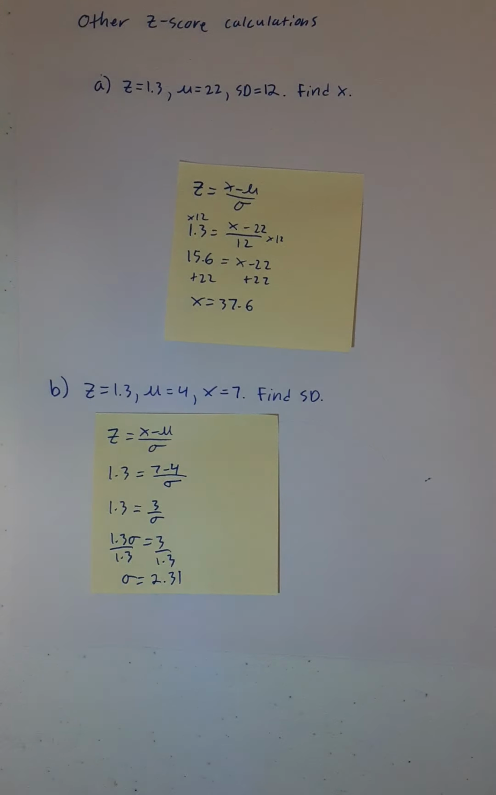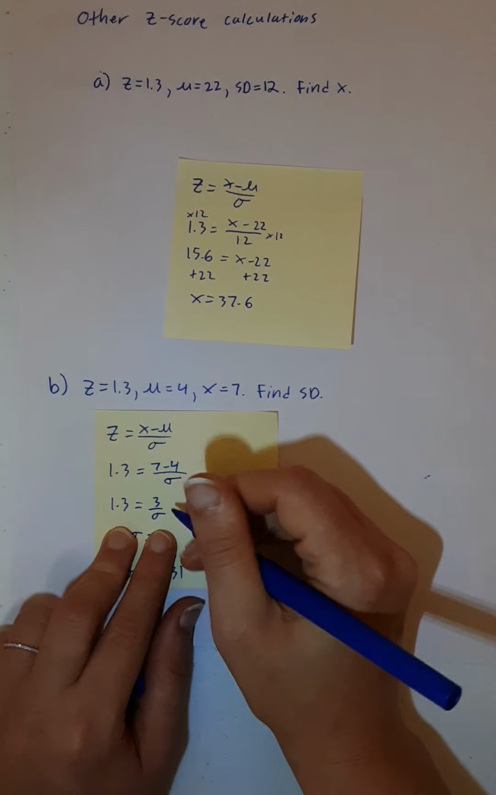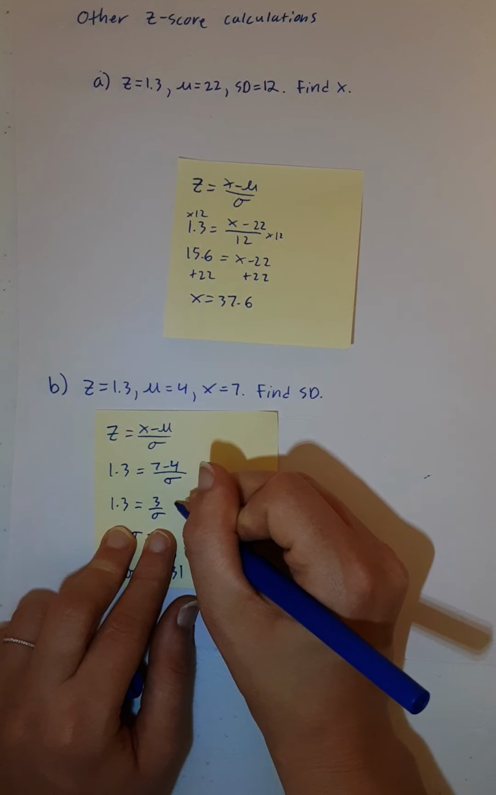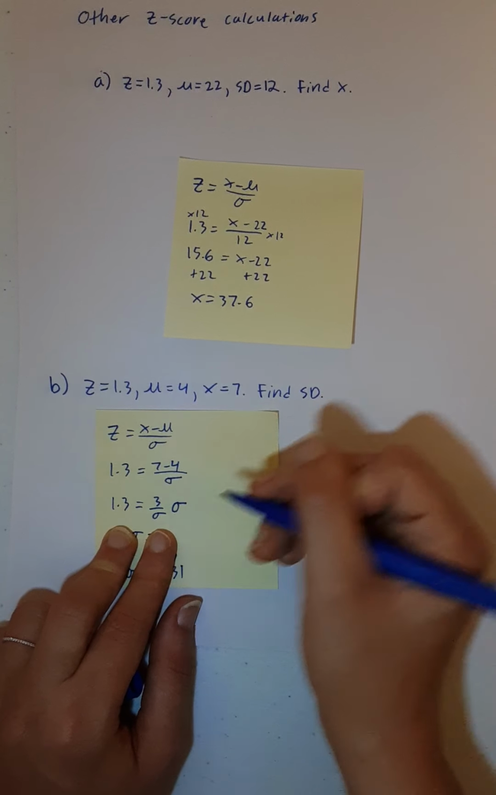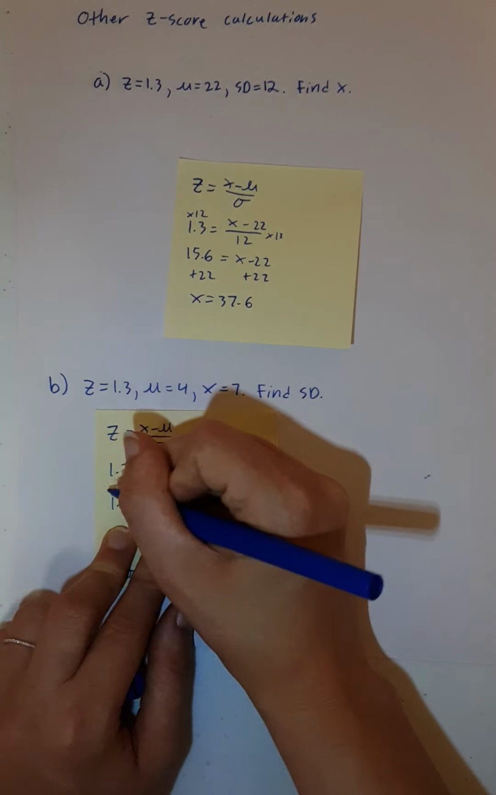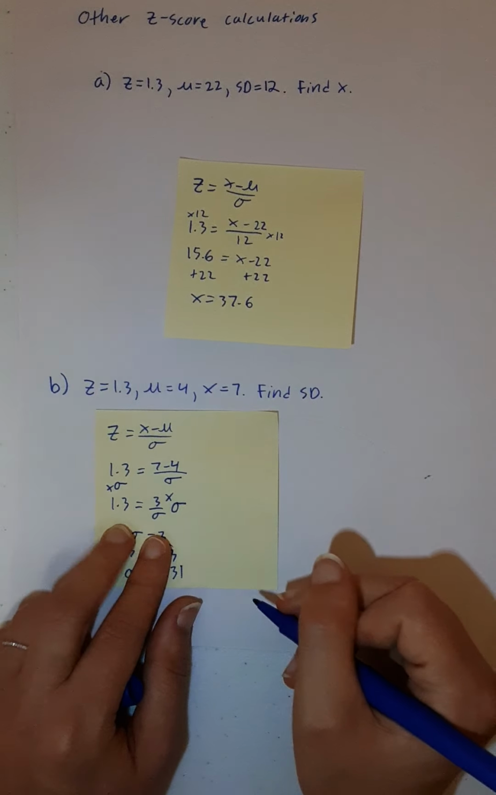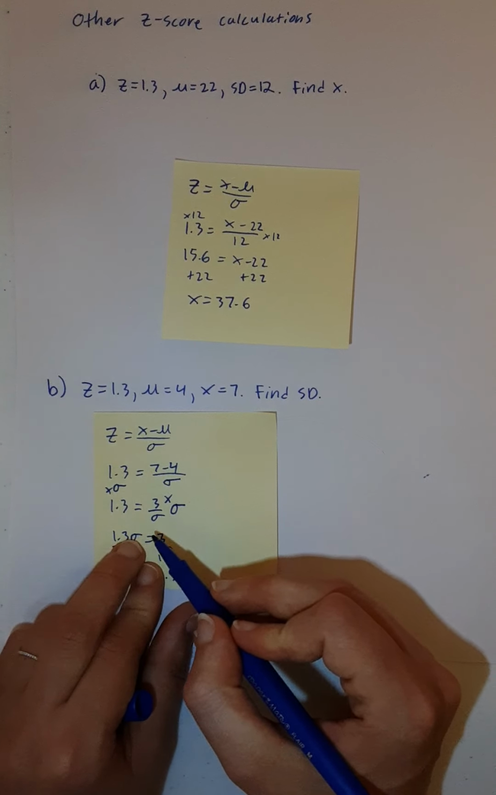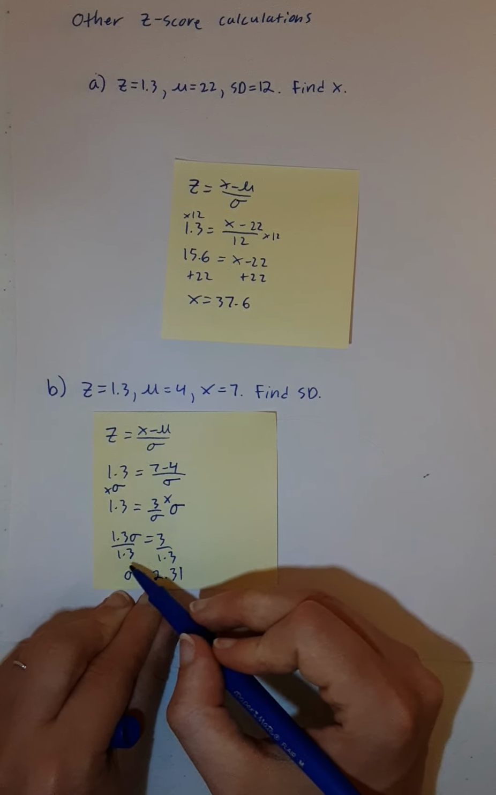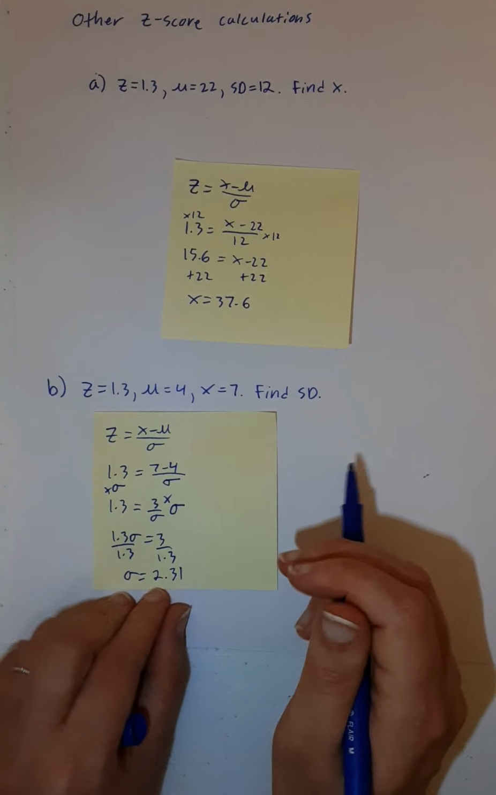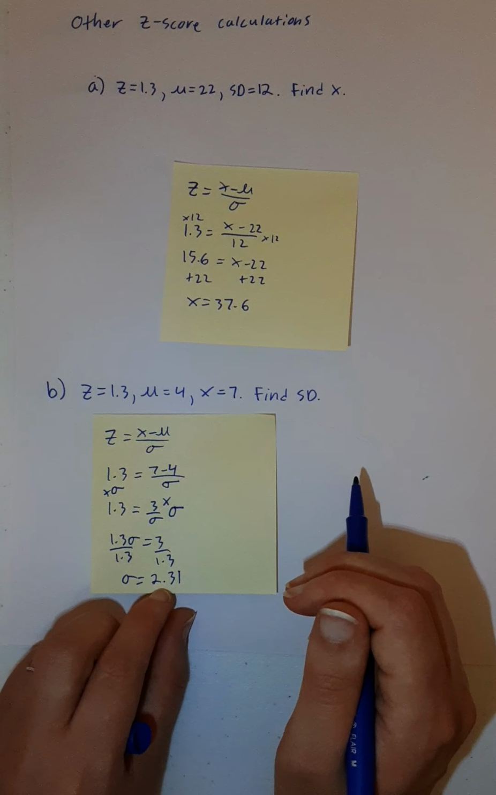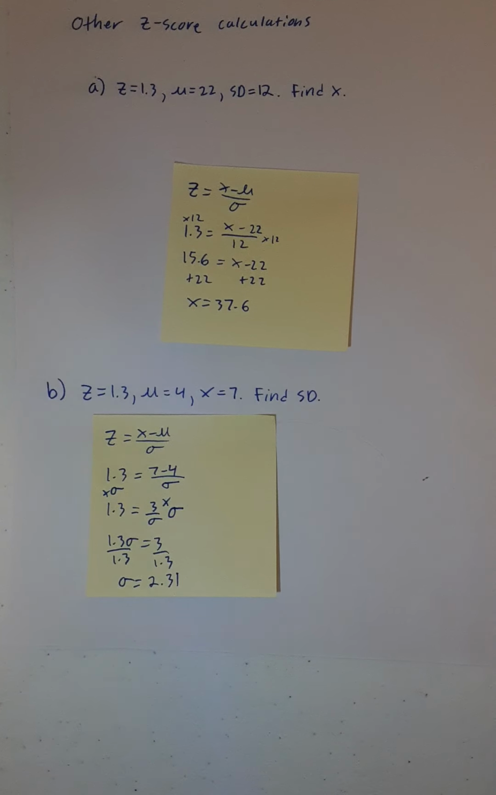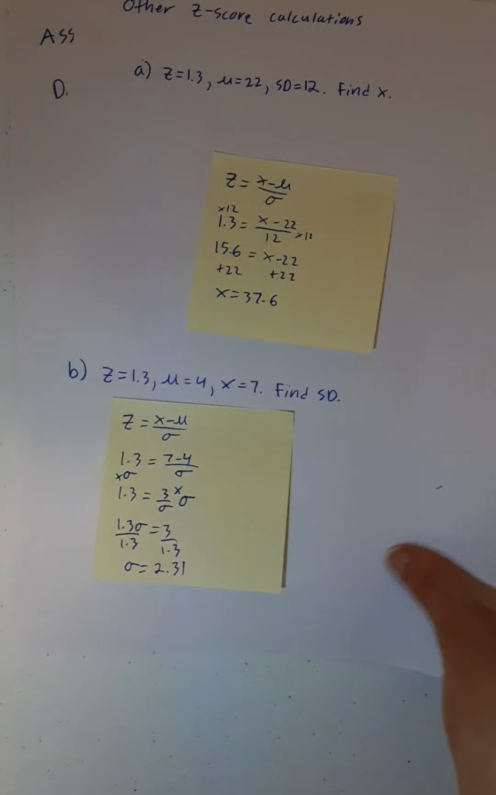Then, in order to get sigma out of the denominator, just like on the last problem where we multiplied by 12 on both sides, I can still do that even if I don't know what sigma is. So I'm going to multiply by sigma on both sides. And now the sigmas will cancel, and I get 1.3 sigma equals 3. And to solve for sigma, I divide by 1.3 and get a standard deviation of 2.31. Awesome. We are almost done with the video.